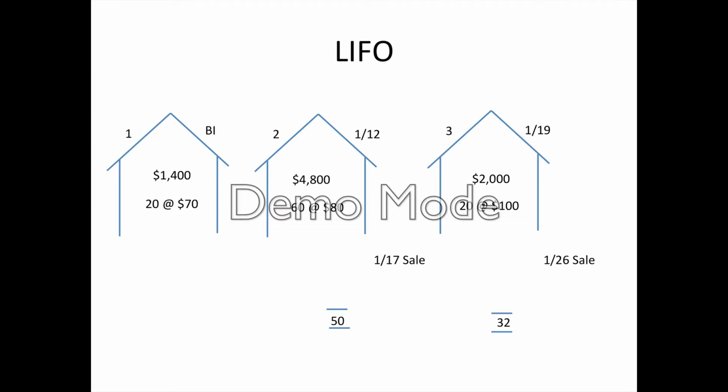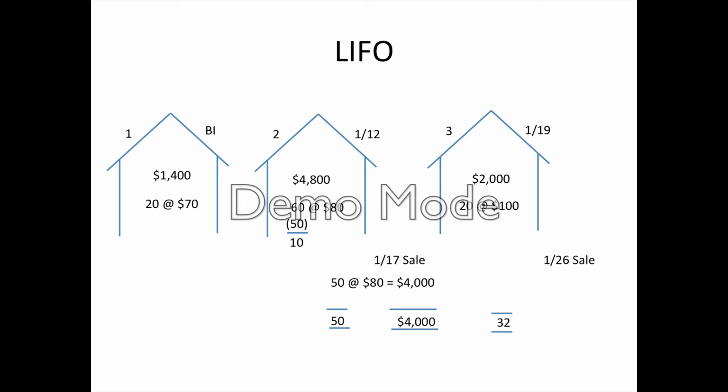Now let's look at the same process, but this time we will use the LIFO, or last in, first out method. We start with the same garages, purchases, and sales. Remember, we cannot sell inventory that we have not yet purchased. So when we look for the last in for the January 17th sale, we look at garage 2, or the January 12th purchase, rather than garage 3, or the January 19th purchase. We can get all of the 50 units from garage 2.